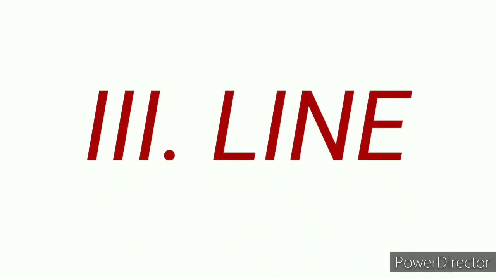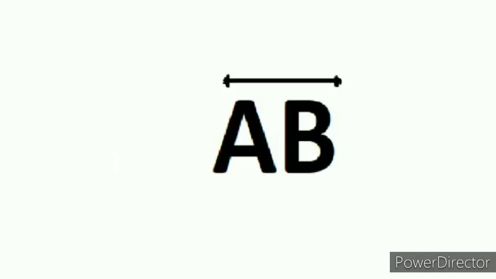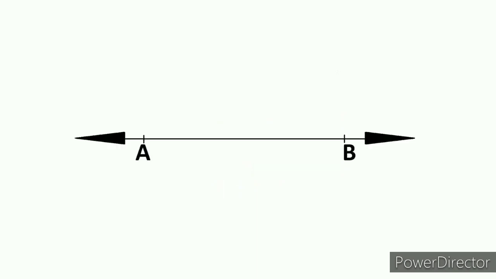Now, let's understand line. A line segment AB extended endlessly on both sides is known as a line. We denote it by a double arrowed line as shown on the screen. Actually, we cannot draw a line. By drawing a line, we shall mean to draw a line segment AB, extend it in both ways and put arrow heads on both sides as shown on the screen.